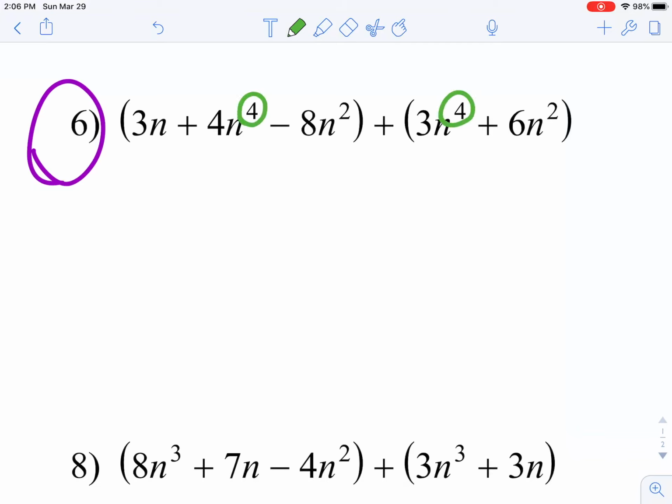So this is the highest exponent I see, and it occurs at both of these terms. So these two terms are like terms, and I'm going to combine them together by adding. So I have 4n to the 4th power plus 3n to the 4th power, and 4 plus 3 is 7, so that gives me 7n to the 4th power.